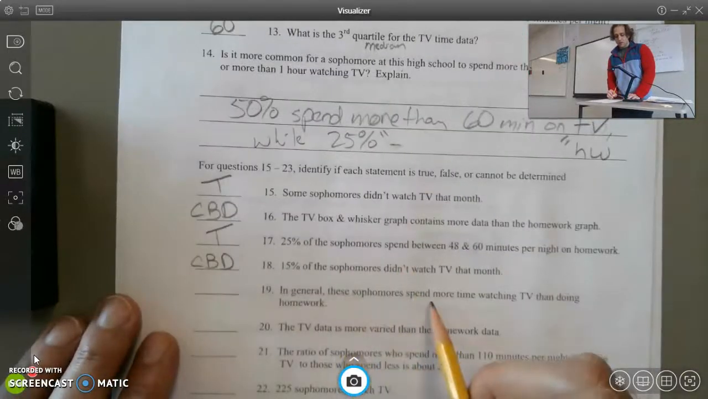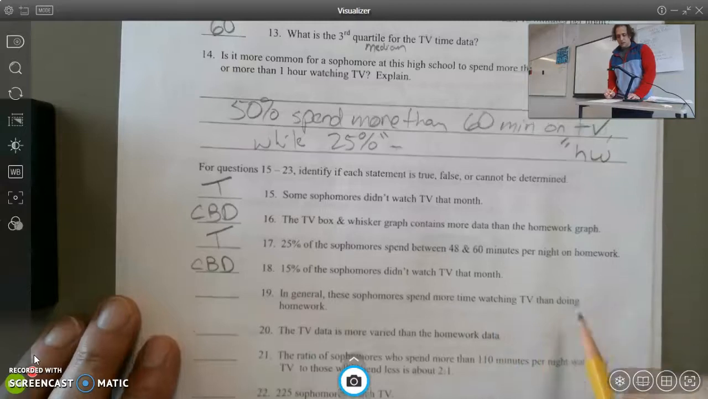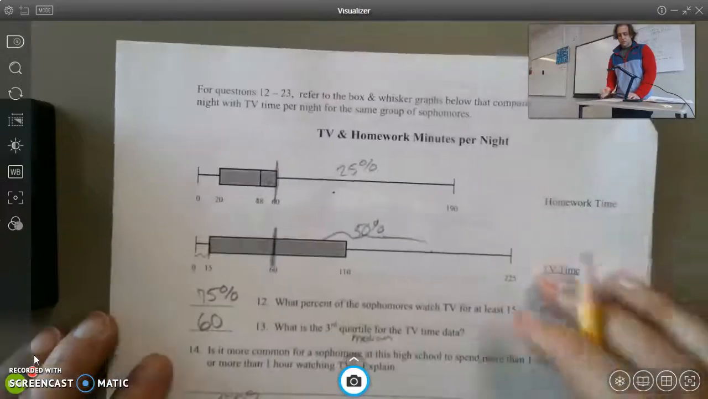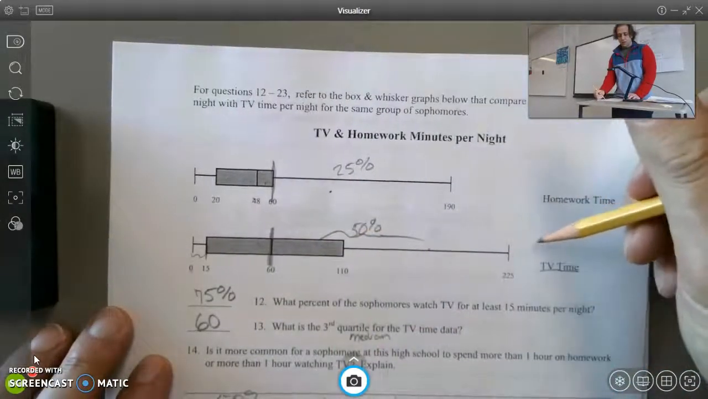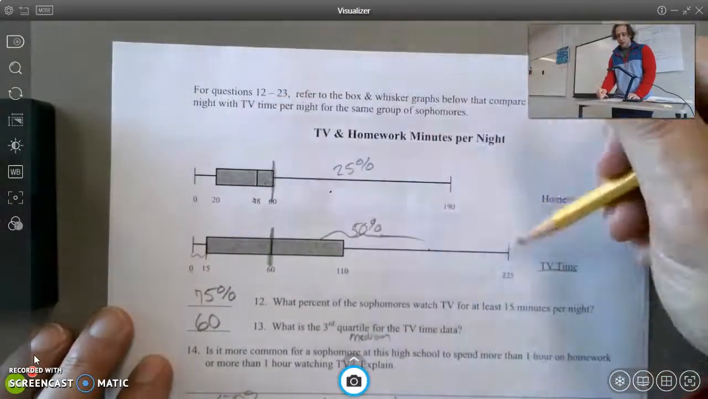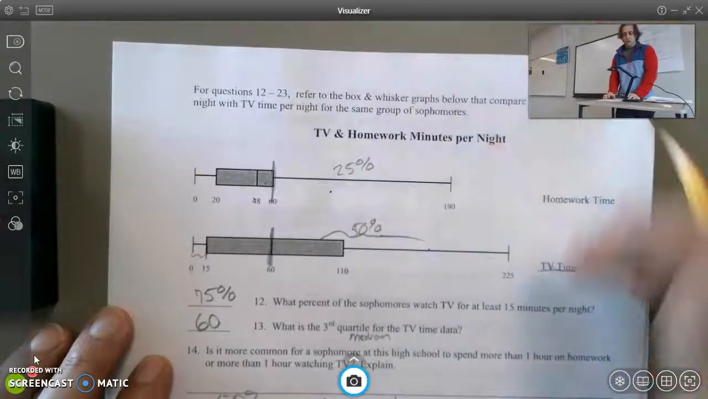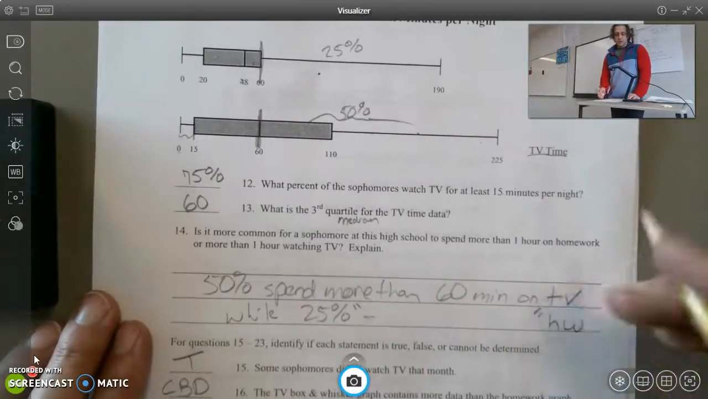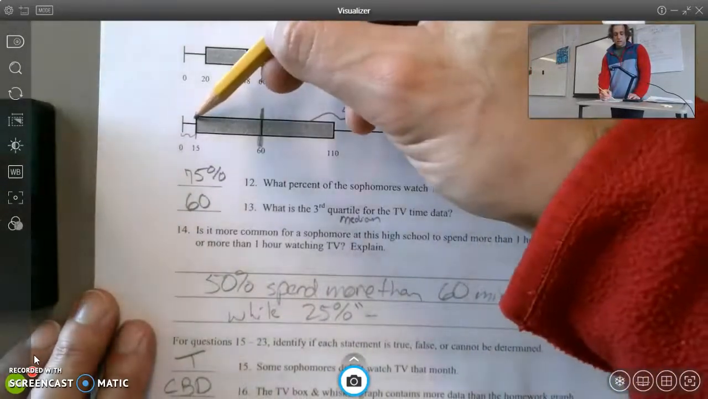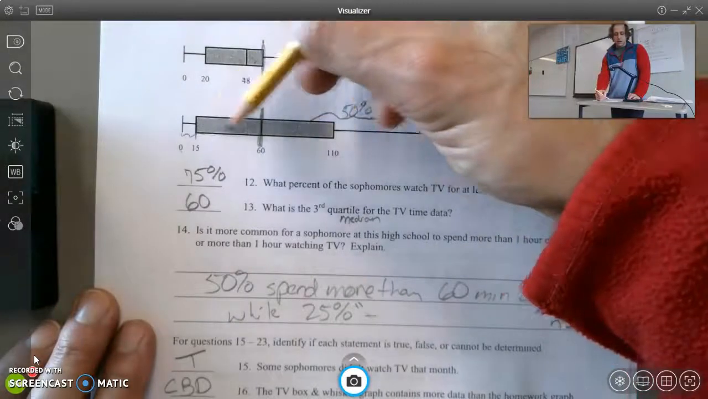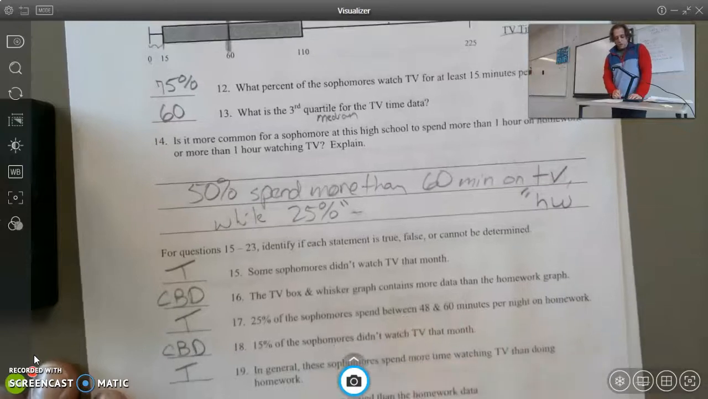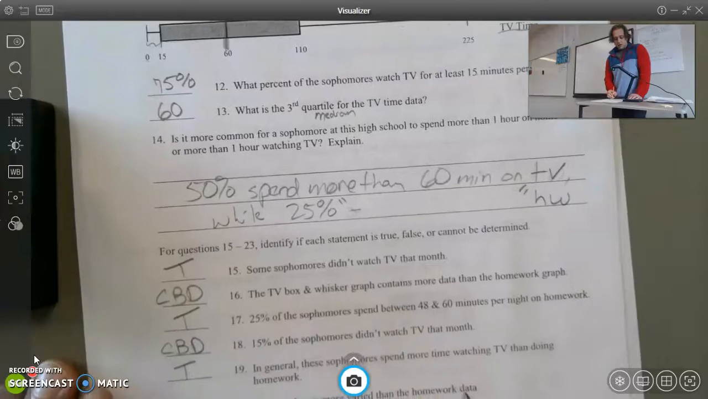In general, these sophomores spend more time watching TV than doing homework. Said that is true. 50% spend over an hour, while up here 25% spend over an hour. We look at like the general median here, we've got more students watching more TV. So that's true.